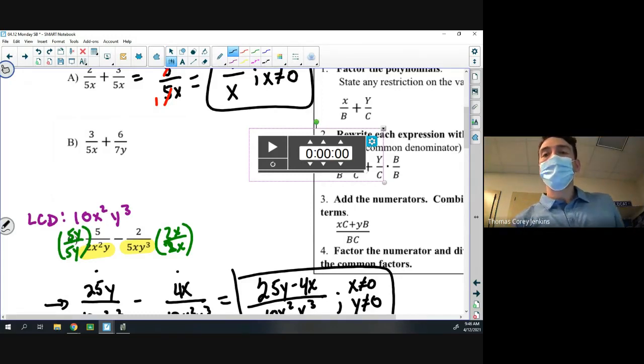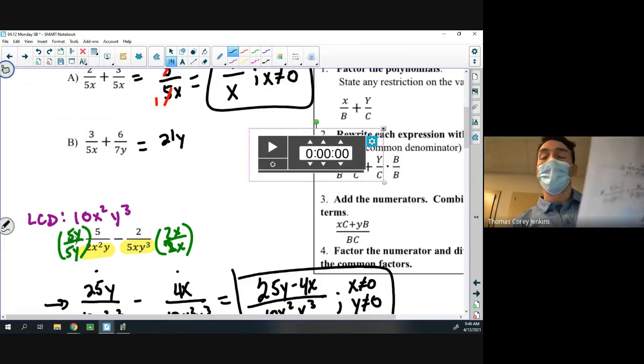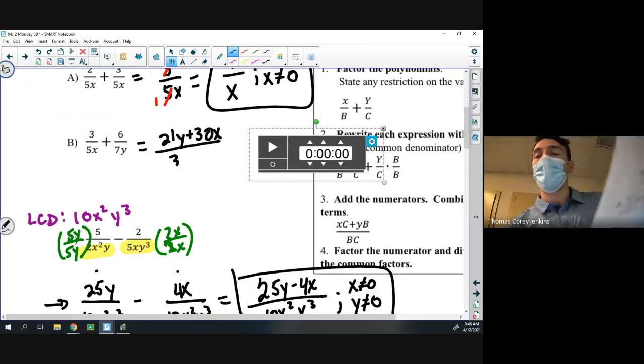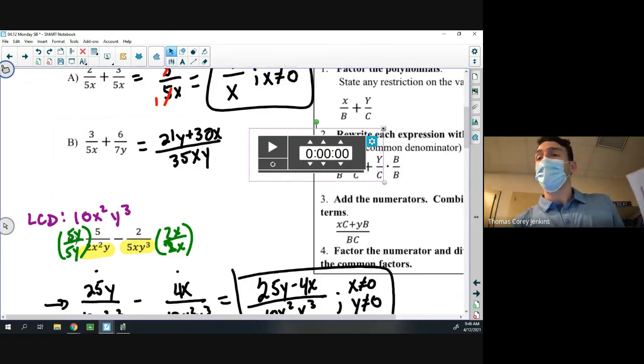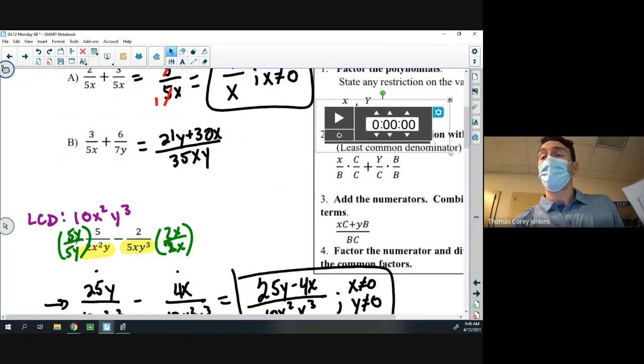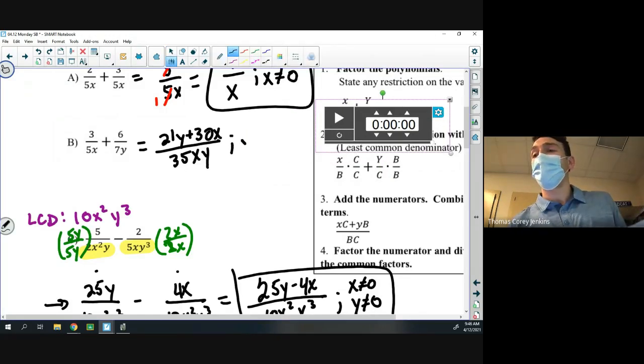Perfect. Yep. So that's it, and I can go over this if you guys would like, but it's 21y plus 30x over 35xy. And then the only thing I would add to that are the restrictions, which would be x and y can't be 0.